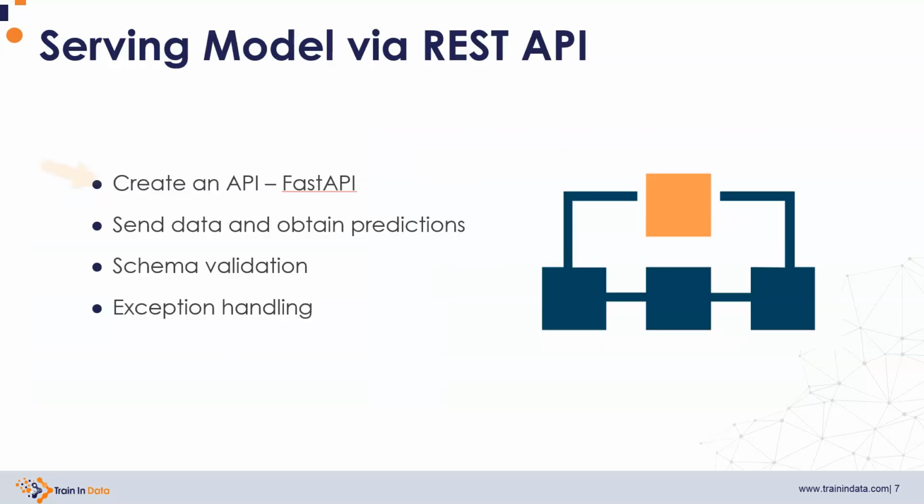We will then create an API with the model, and we will be serving the model via this REST API. We will show you how to create an API with the model from the previous section, and in particular we are going to be using FastAPI, and then we will show you how to send data to this API and obtain the predictions. We're going to discuss schema validation of the data that we send and receive from the API, and then we're going to discuss the handling of exceptions.